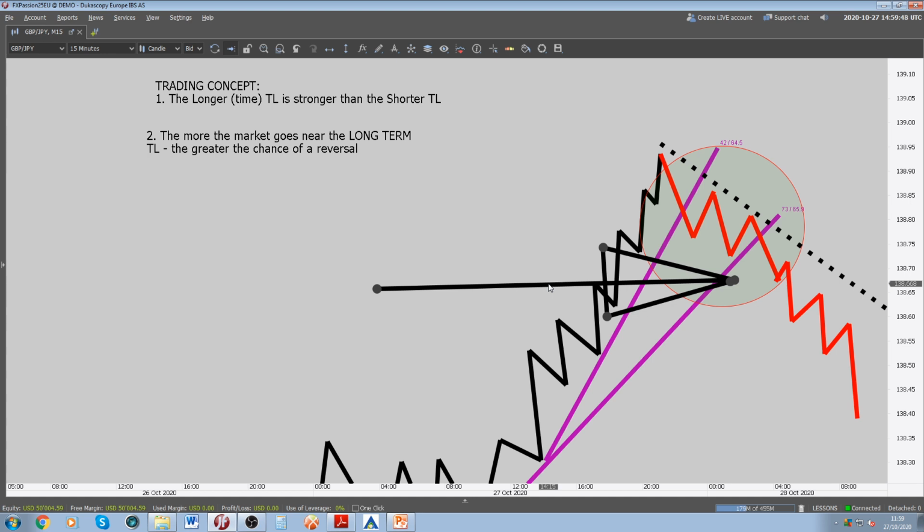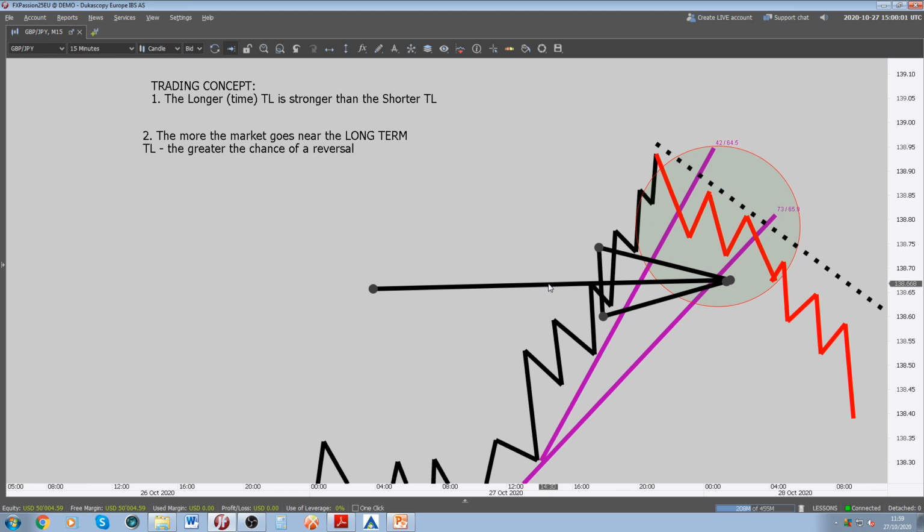Show your chart and your trades. So let's check your trading. Come on everybody, let's be honest. Who is losing on the short-term trends? Me, FXPassion, I'm losing on the short-term trends. Why is that? Because it's normal. I need to learn the concepts and the rules, how the market works.